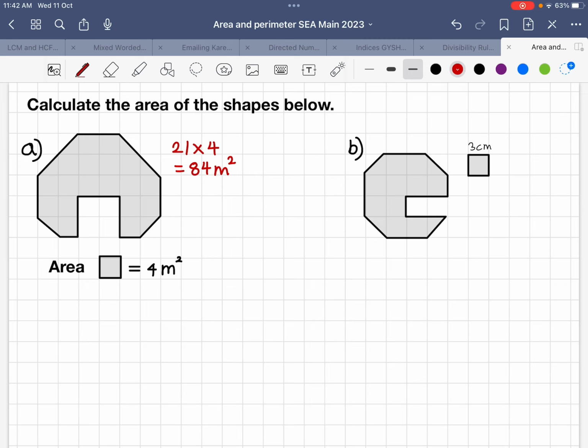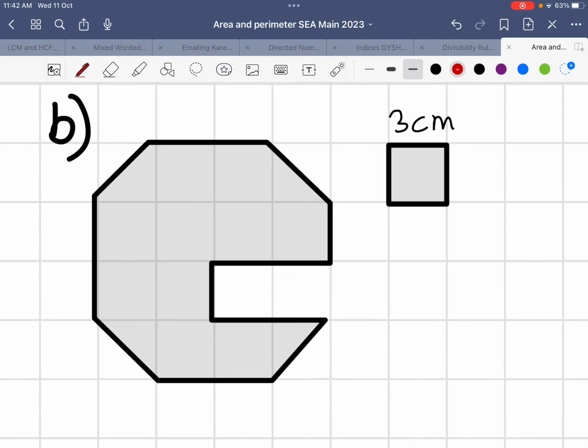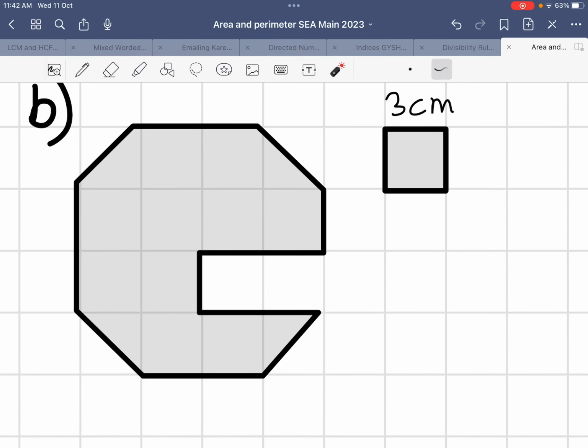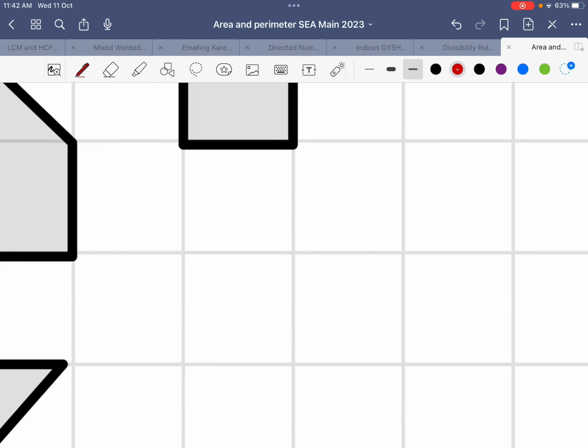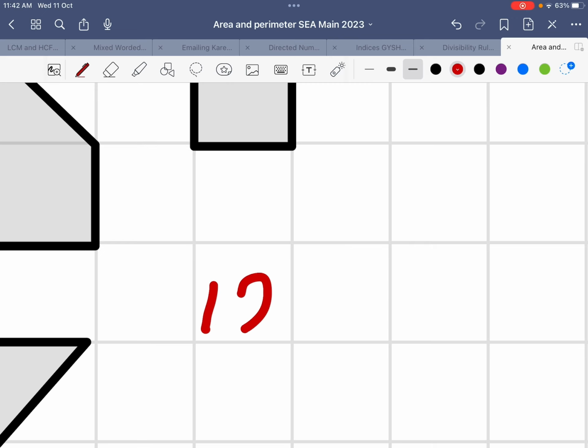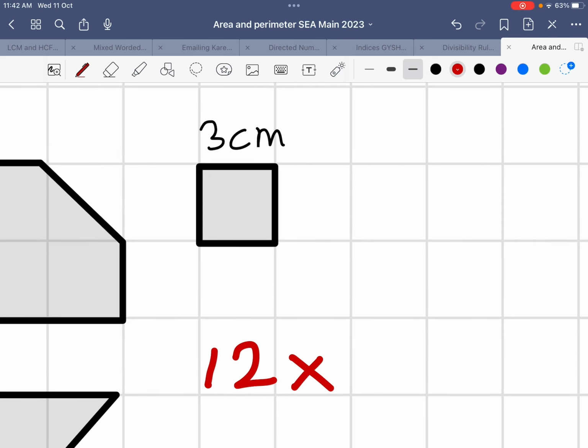Okay, let's take a look at B. 1, 2, 3, 4, 5, 6, 7, 8, 9, 10, 11, 12. So that's 12 multiplied by the area of one block.